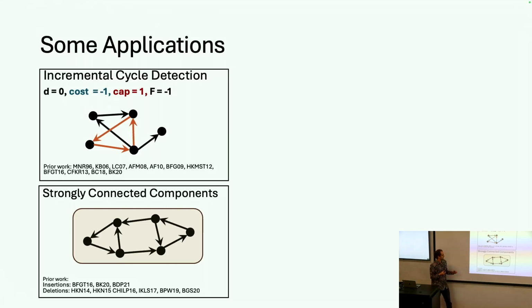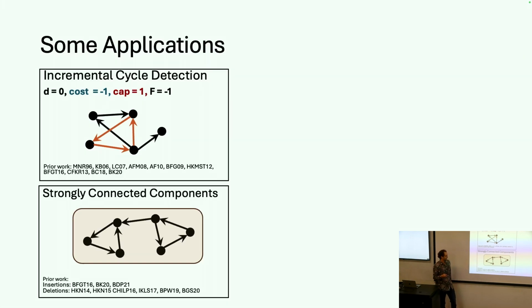Then there's this sort of generalization of incremental cycle detection called strongly connected components. So a strongly connected component is a component of the graph in which it's possible to go from any vertex to any other vertex. And what we can also do is maintain the strongly connected components in an incremental or a decremental graph. And in an incremental graph, the first strongly connected component is sort of the cycle that appears. So it's just like running this a bit longer in some way.